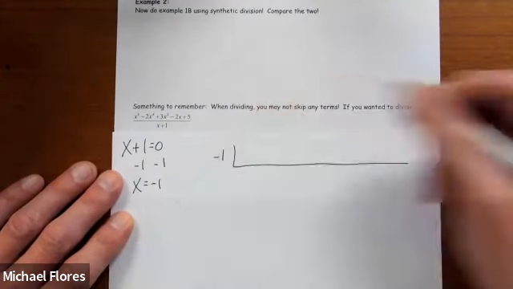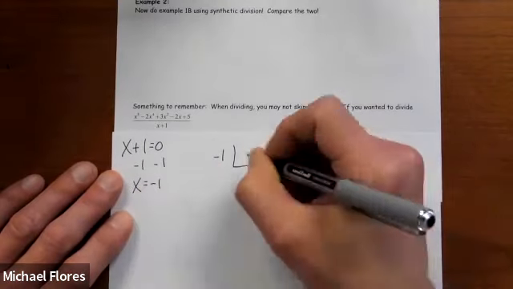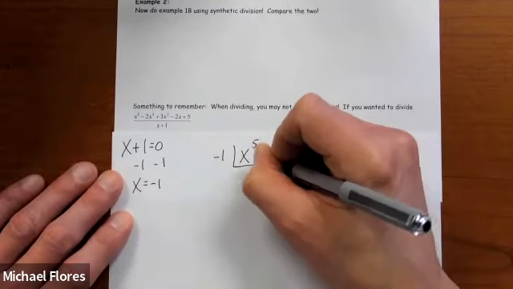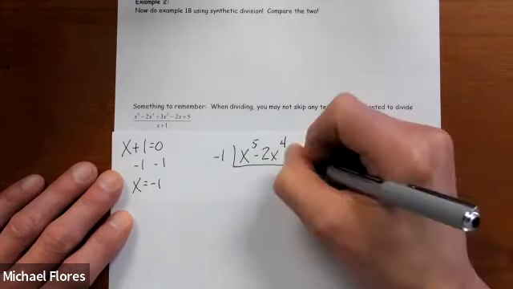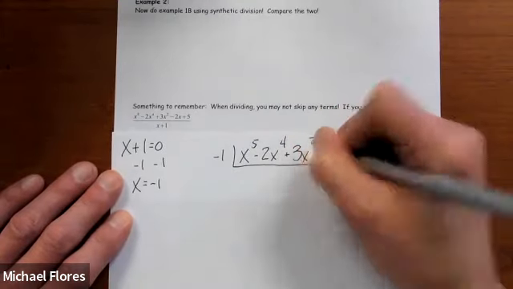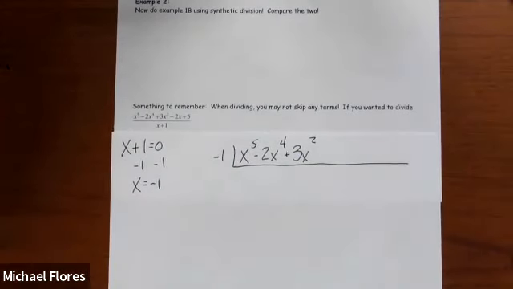Negative 1. Let's see, what is the highest term? Looks like x to the 5th. So let's go in descending order from there. I need a 4th, minus 2x to the 4th. I need a cube plus 3x squared. I need an x. Oh, look at that. I'm glad I was talking out loud because I just caught myself making a mistake. Let me get my correction tape.